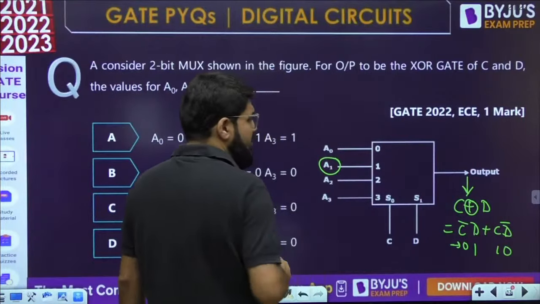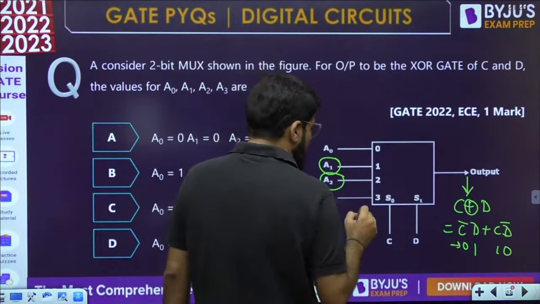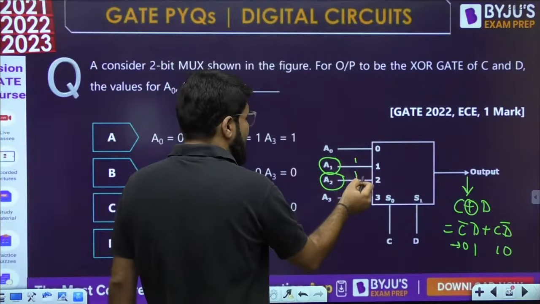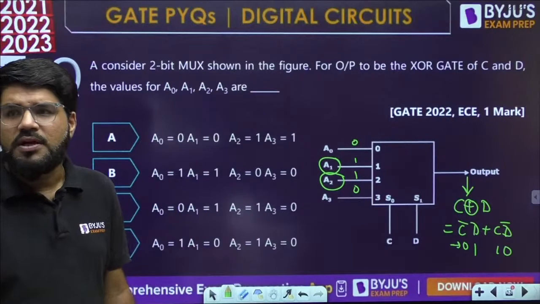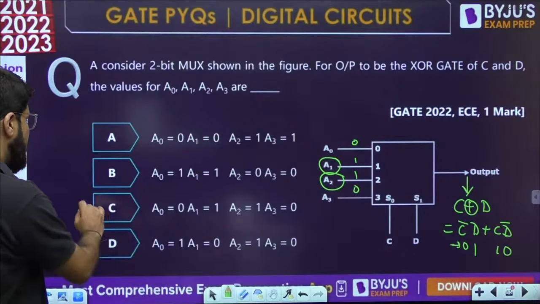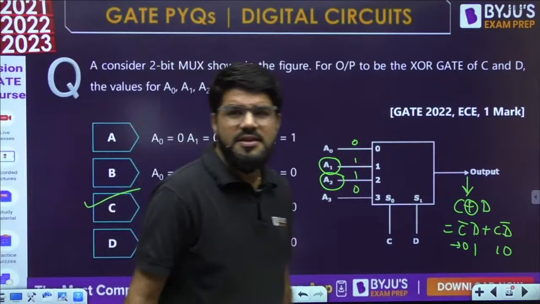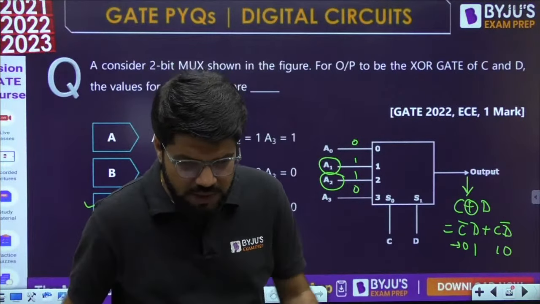When you have to activate this, 1, 0, this is activated. So what I can say is place the 1, 1 here and the rest to 0, 0. Done. It is 0110, option number C. Finish. Very simple. One mark. No need of anything.